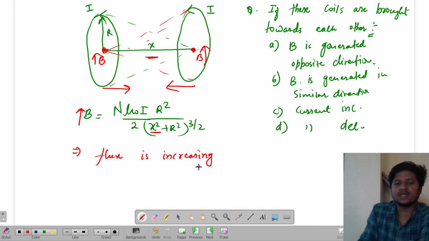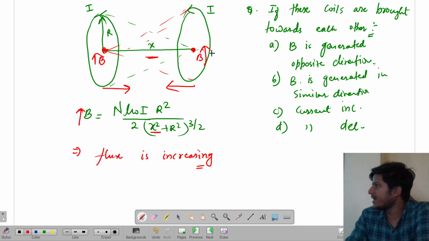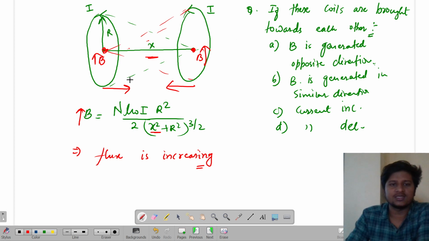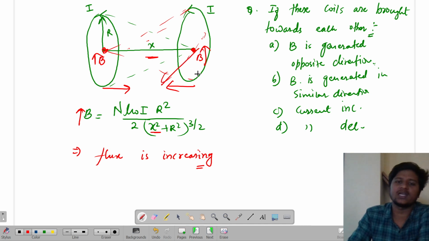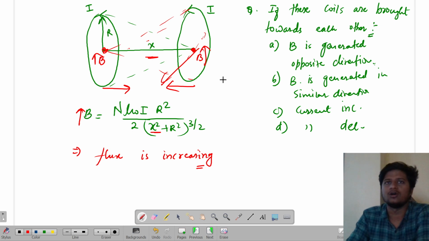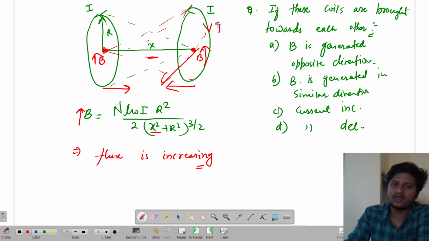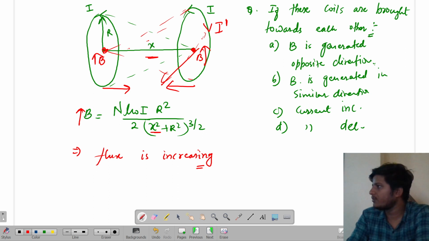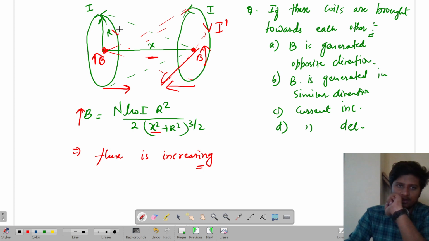Now, if flux is increasing, they should have opposite magnetic field generation or not. So now look over here. Let us consider that for this particular ring, magnetic field is towards this side. So in this loop, the current should be developed in such a way as to oppose this magnetic field or not. Now, this current is rotating in which direction? Anti-clockwise. So it should produce a current I prime in the clockwise direction so as to oppose this current I. Yes or no?